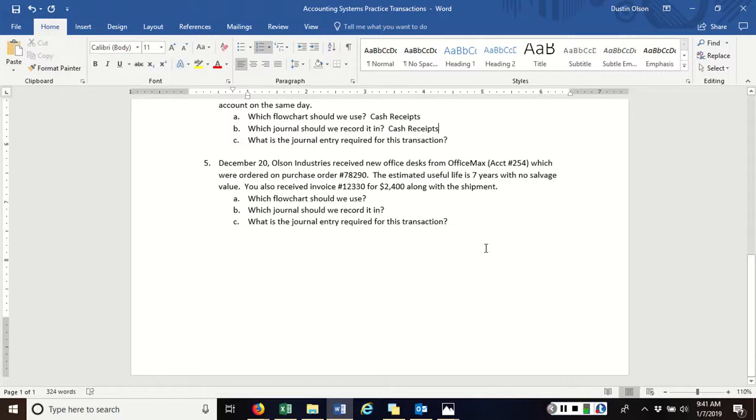In our last practice transaction, December 20th, we received new desks from OfficeMax that we ordered on purchase order 78290. It's estimated they're going to last 7 years with no salvage value, and we also got an invoice for $2,400. So now what's happening here? Well, we bought some desks and we haven't paid for them yet. They sent us an invoice that shows that we owe them $2,400 for said desks.